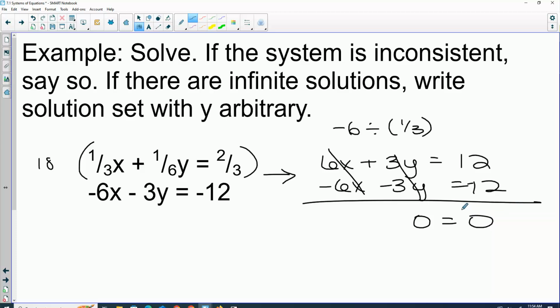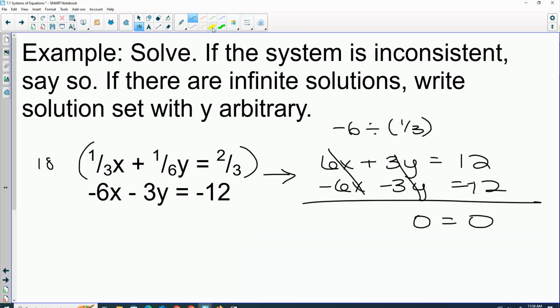Okay, it's not no solution because this is true. 0 is equal to 0. What that means is they were the same line. I think in the past you wrote infinite solutions. But the problem is it's not really any ordered pair that I picked that's a solution. It's just the ones on the line.